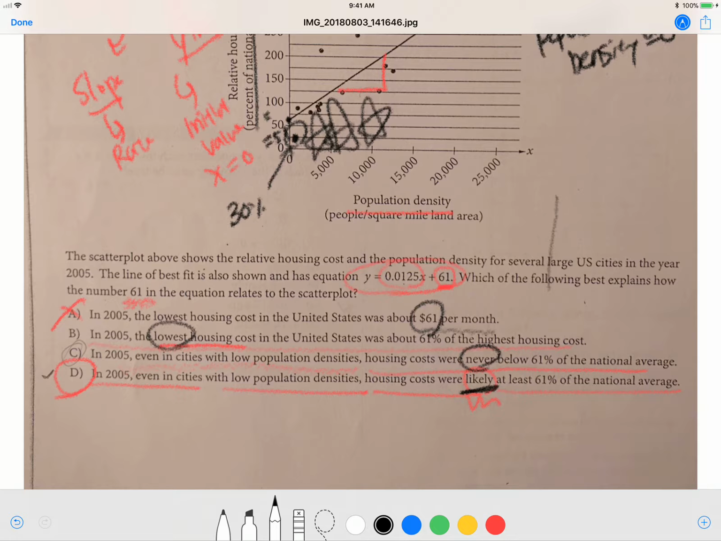Okay? You could potentially have a data set that could be below 61%. Who's to say that it's never going to be below 61%? So D has this word "likely." Even with the low population densities, housing costs were as likely to be around or at least 61% of the national average.